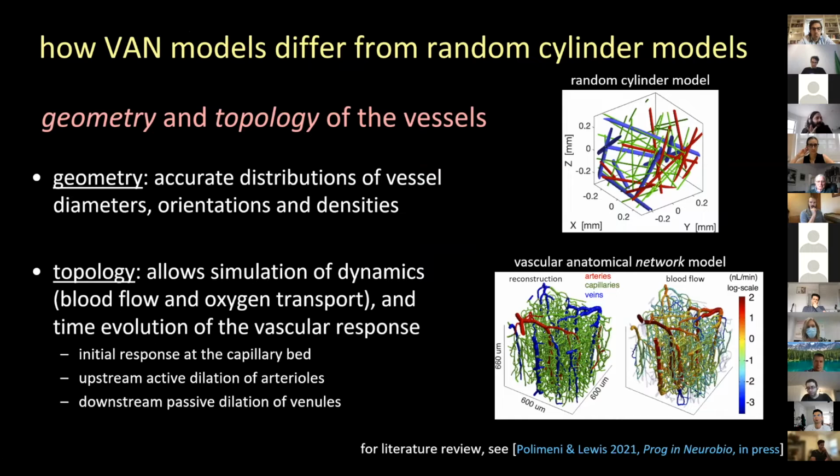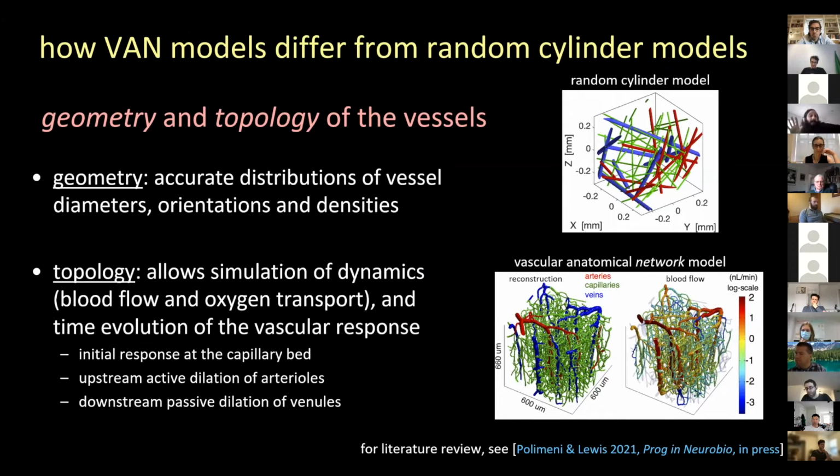So how do these VAN models differ from random cylinder models, which were the classic approach for modeling vessels to understand vascular influences on the BOLD signal? They differ in terms of both the geometry and the topology of the vessels. By geometry, I mean that the VANs have accurate distributions of vessel diameters, orientations, and densities, all of which have a strong influence on the fMRI signals. And by topology, I mean that the connected vessels in the VAN allow for simulation of dynamics, both blood flow and oxygen transport, and the time evolution of these vascular responses.